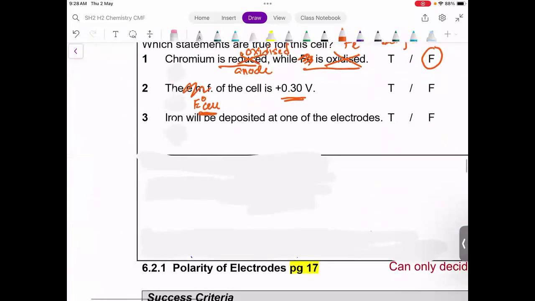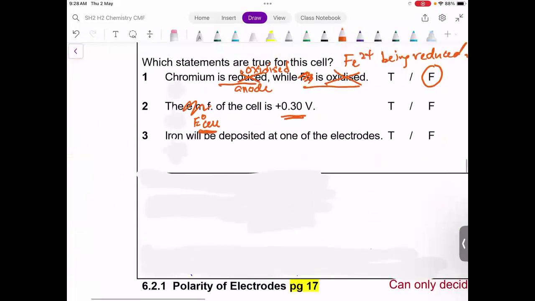How about 3? Iron will be deposited on one of the electrodes. Is that true? Yes, it's true, because iron 2 is being reduced to iron 0, so it will be deposited on the electrode. So this is true. So false, true, true. All right.